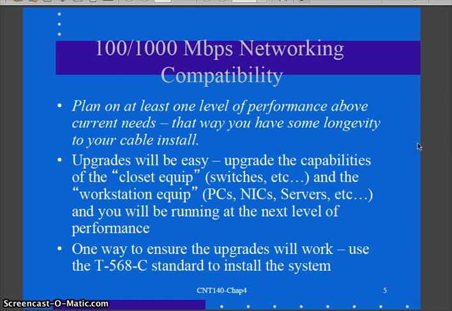This makes upgrades easier. If I install cabling that'll handle 10 gig in my closet, and I'm running gigabit to the desktop, and I take that switch out and put in a new switch that handles 10 gig, I don't have to do anything else to my cabling. My cabling already handles it. This will be relatively easy. I can replace the closet equipment, the switches, and the workstation equipment, my PCs, my NICs, my servers, and I'll be running at 10 gig to the desktop. Yay! And to do that, one way to ensure the upgrades will work is to use our standard-based install, the 568C standard install for our cable system.